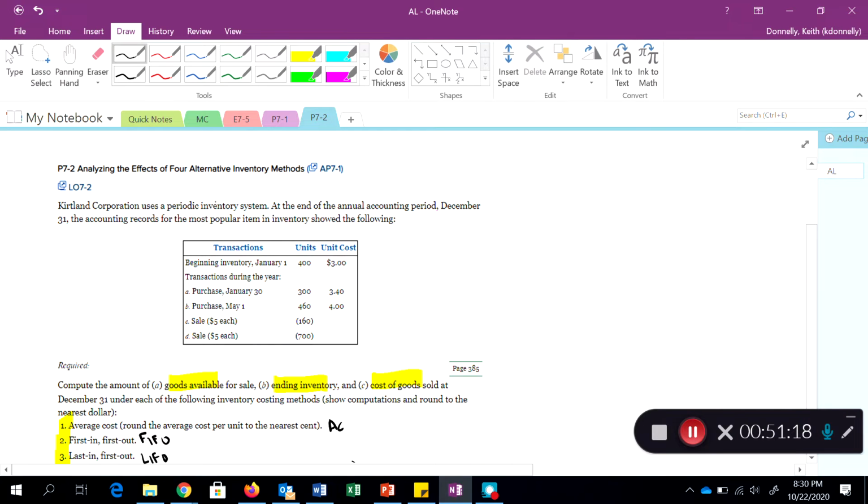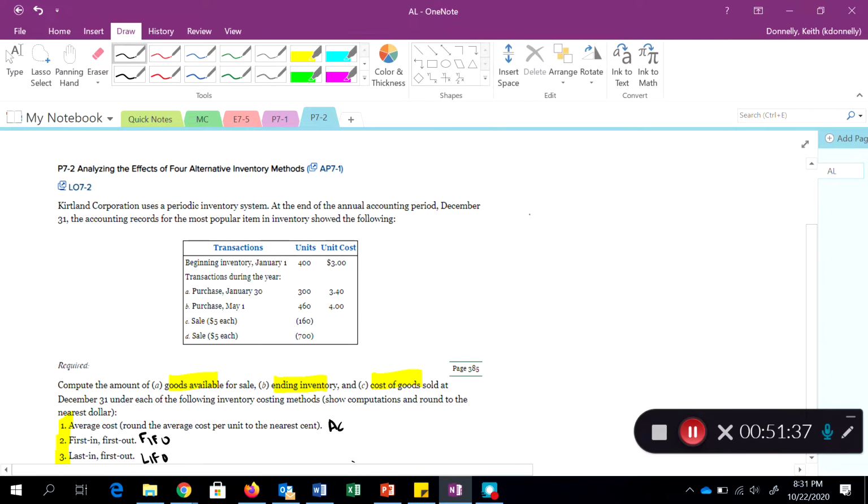So looks like Kirkland uses a periodic inventory system at the end of the annual accounting period. So at the end of the year, December 31st. Looks like the accounting records for the inventory show the following.